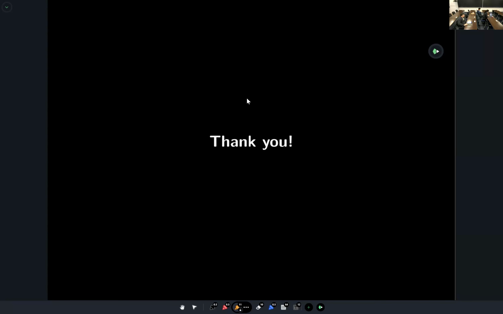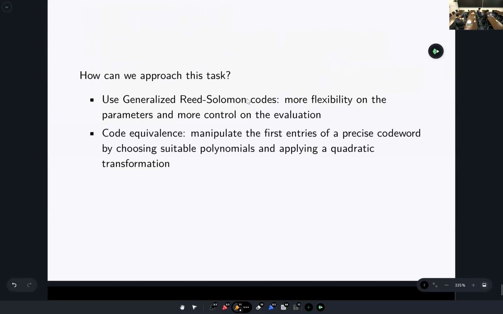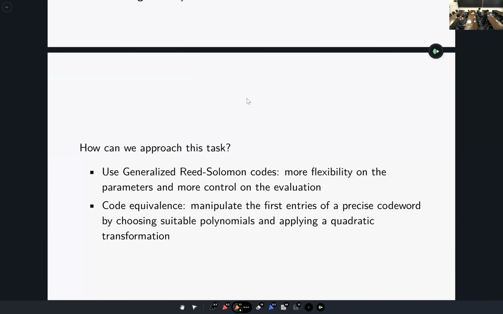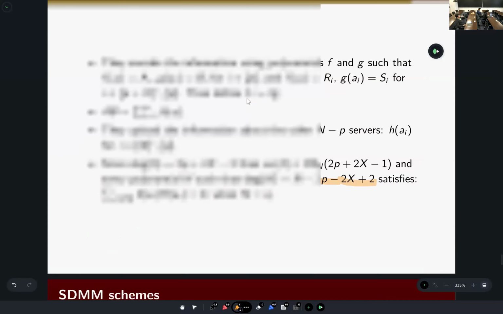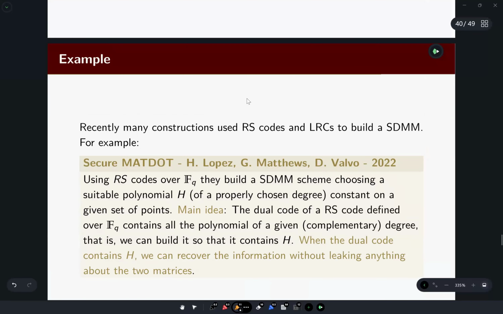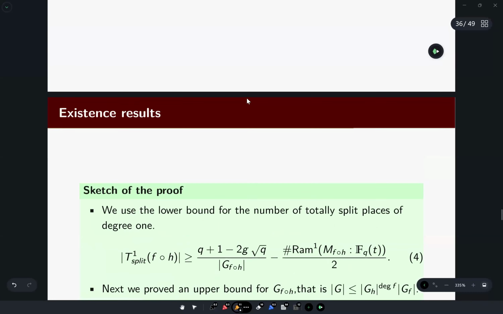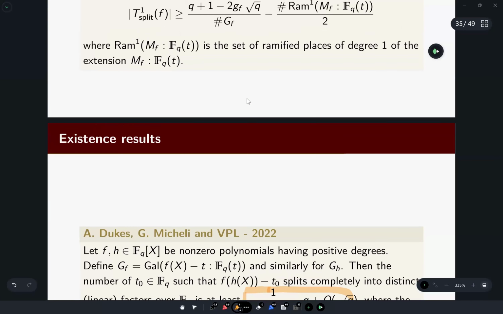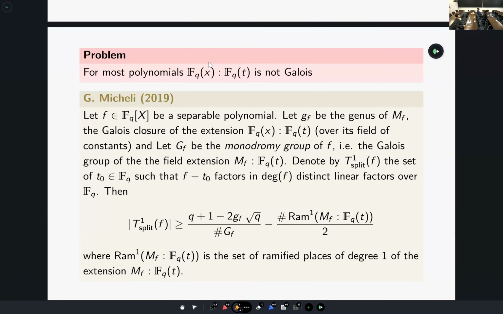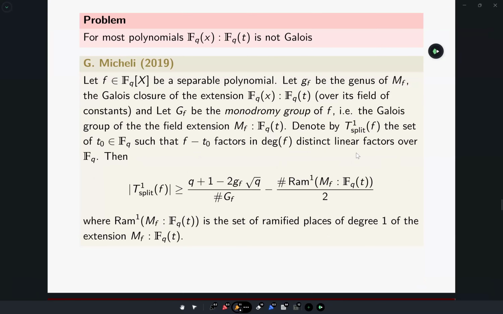I have maybe a question regarding the last result you mentioned in the first part of the talk about split places. Are you using some kind of Chebotarev density argument? Yeah, exactly. So basically, the Chebotarev density argument is used in the proof of this result here.